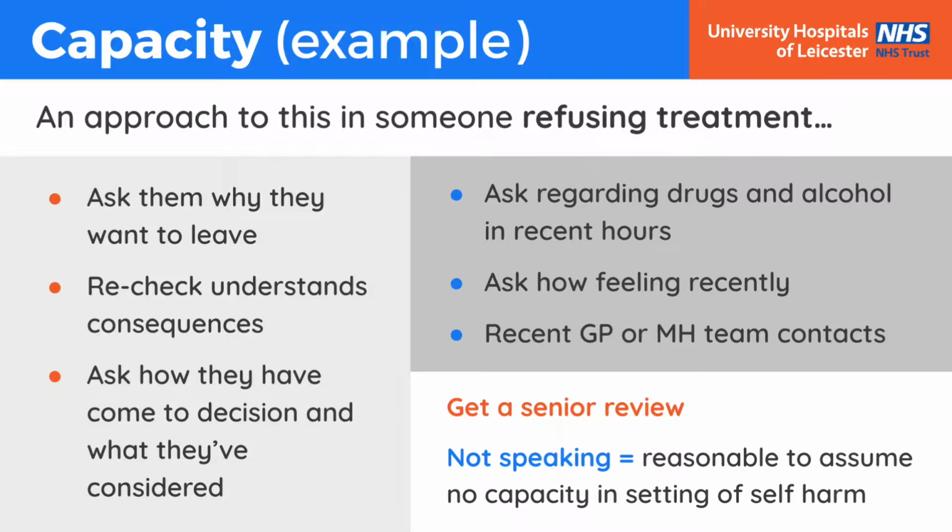With all this, you should be able to assess whether there is any serious mental illness affecting them, weighing up the information they've been given to come to a decision. After this, if a patient still wants to leave, go and get senior review and their opinion on whether they feel the patient has capacity.